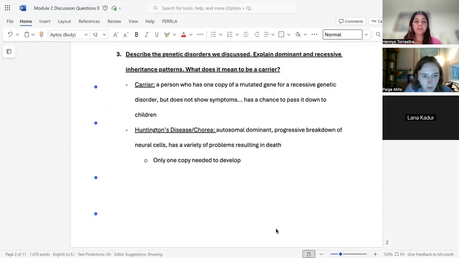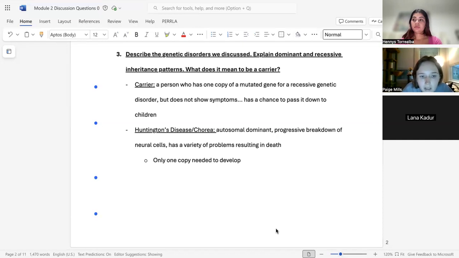And then on to question three. She had said describe a genetic disorder, but I went ahead and put all the genetic disorders down there and briefly described them. The question says, describe the genetic disorders we discussed, explain dominant and recessive inheritance patterns. What does it mean to be a carrier? A carrier is a person who has one copy of a mutated gene for a recessive genetic disorder, but does not show any symptoms, though they have a chance to pass it on to their children.